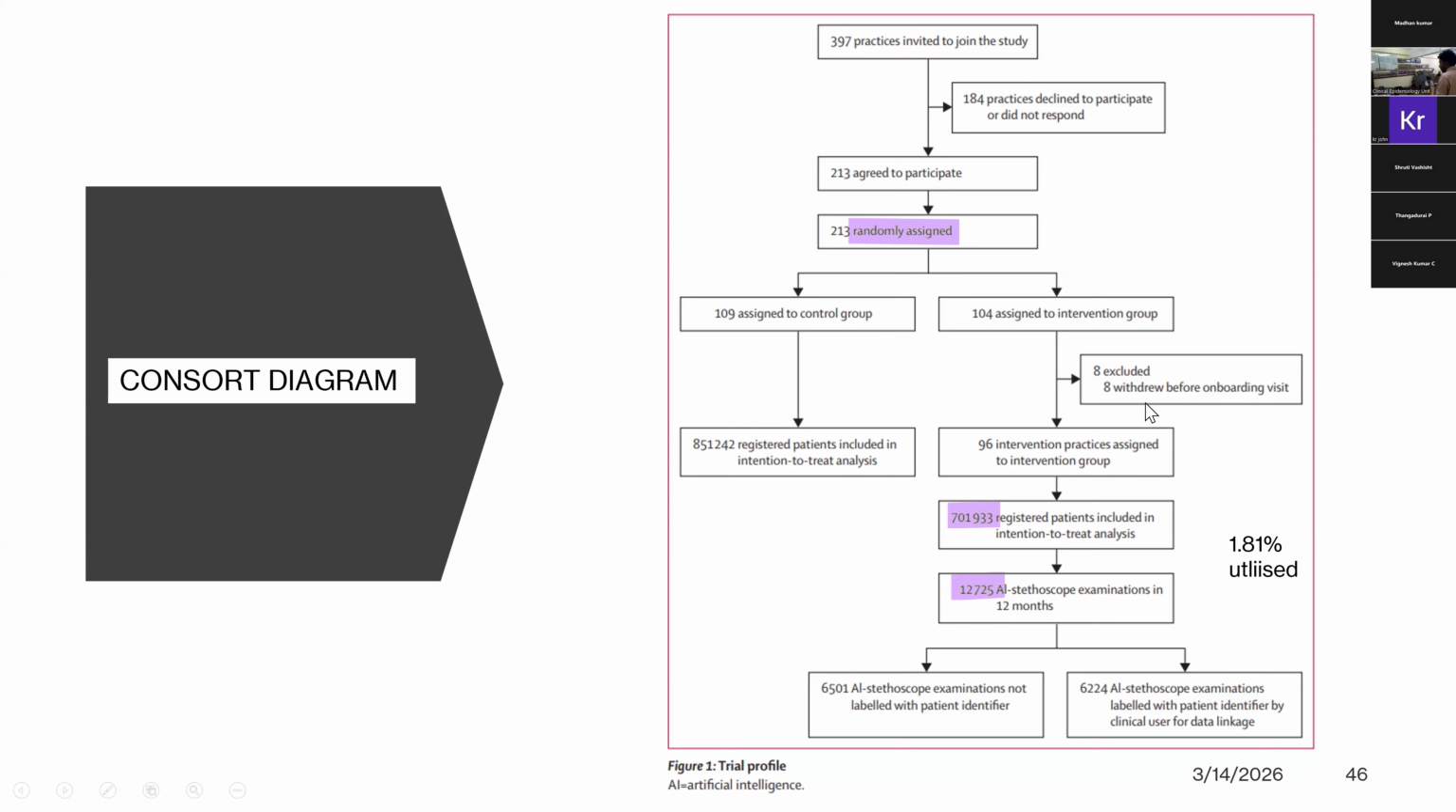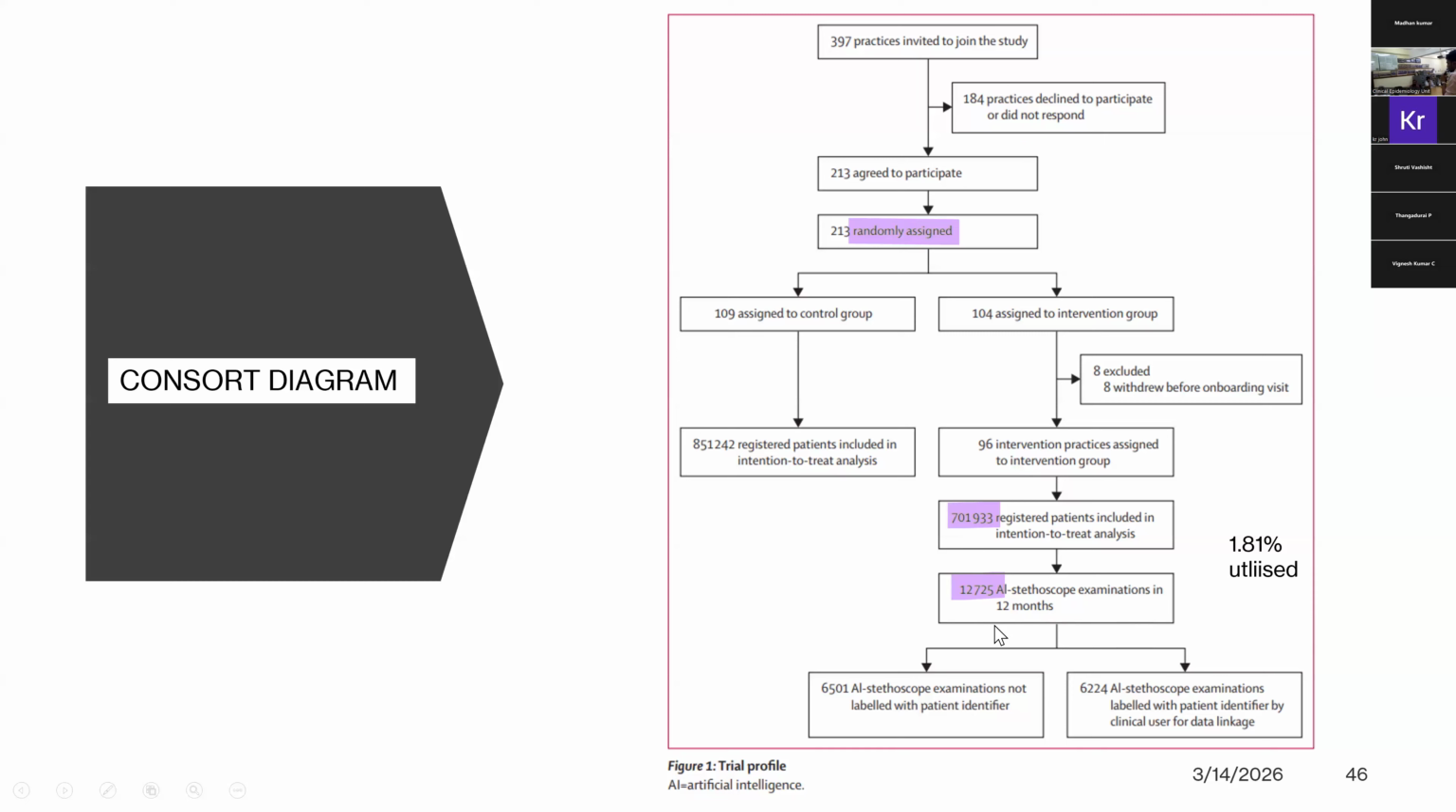8 of them were excluded before the onboarding visit, and finally 96 practices followed the intervention, which included about 7 lakh participants, and out of them around 12,725 participants had received an AI stethoscope examination in 12 months, which indicates that the utilization of an AI-based stethoscope was only 1.81%.